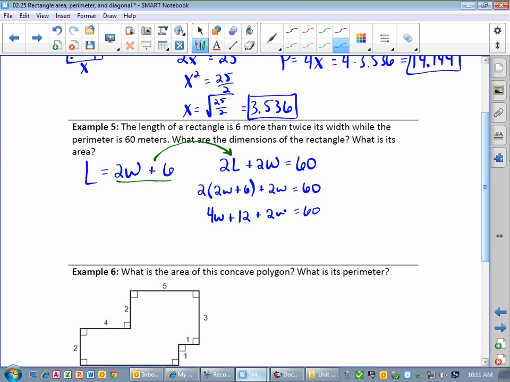Combine like terms: we have 4 W's and 2 W's, so we have 6 W's, plus 12 equals 60. We're on the same side of the equal sign, so we're combining like terms. We're not moving anything yet. So isolating the W, we subtract 12 from both sides. So 6W equals 48. Divide by 6. 48 divided by 6. W must be 8.